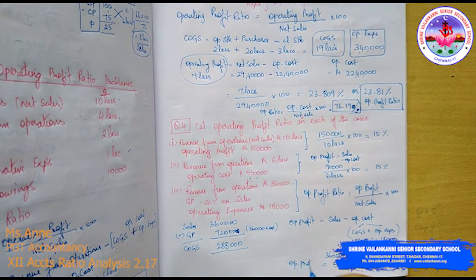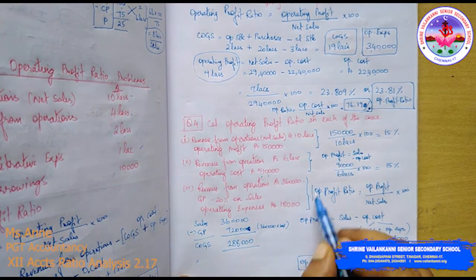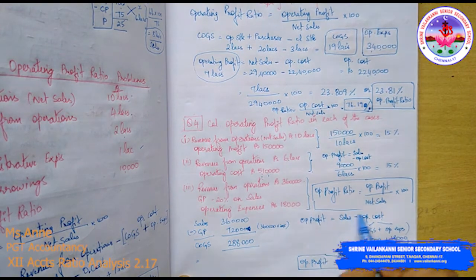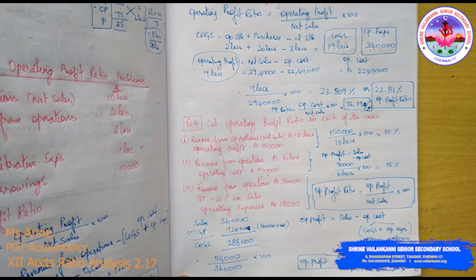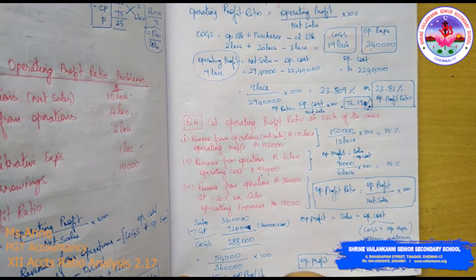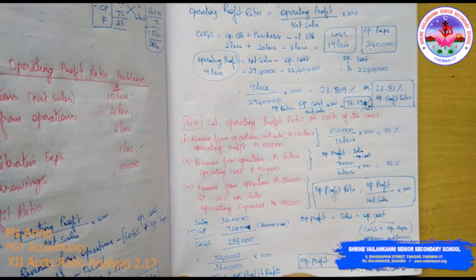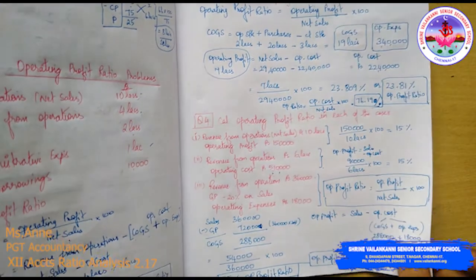Operating profit comes to 54,000. Now what is my operating profit ratio? Operating profit ratio is nothing but operating profit divided by net sales into 100. Operating profit being 54,000, net sales being 3,60,000 into 100. So 54,000 by 3,60,000 into 100, I am again getting 15% to be my operating profit ratio. I hope that this is clear.